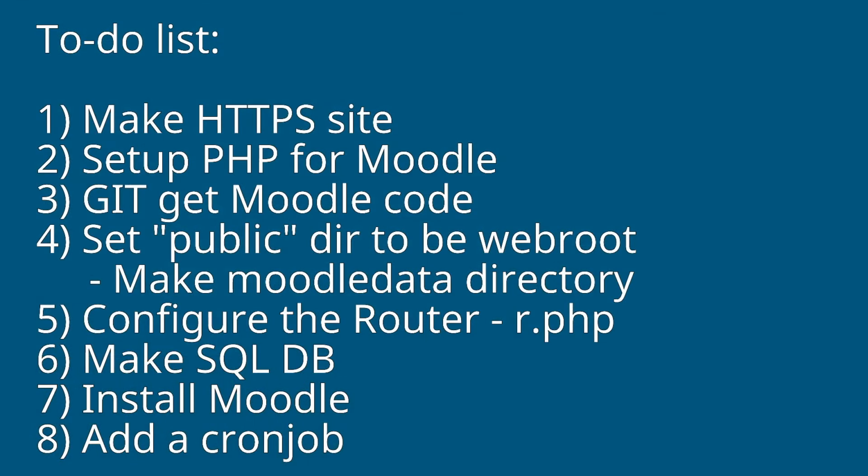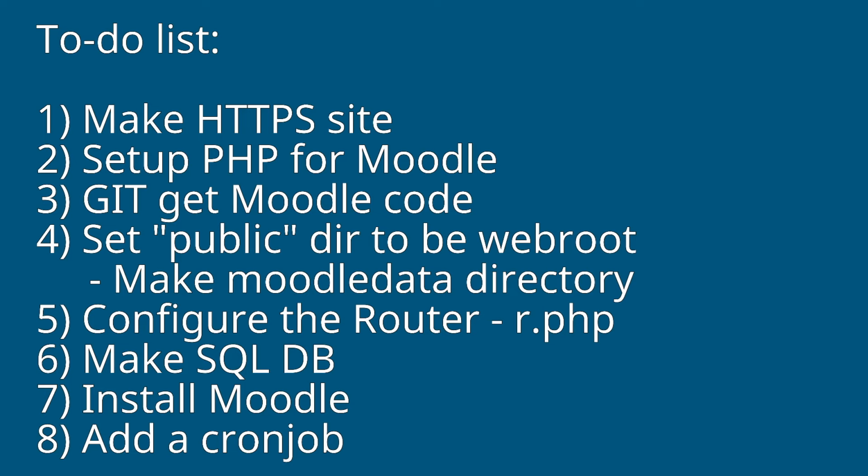If we go on to the list again, the next thing we want to do now, we've got the SQL database lined up and ready to go, is install Moodle. I'm going to do that by first doing number 4, setting the public directory to be the web root, and then straight after that I'm going to access the site, and it'll ask me for my database credentials that I just made, and I'll be able to install Moodle. That will get us most of the way through, I think.